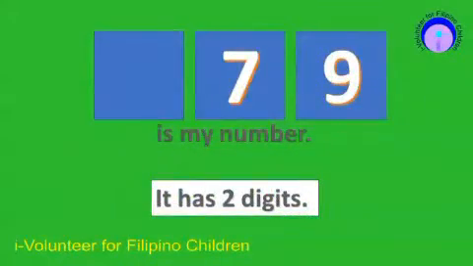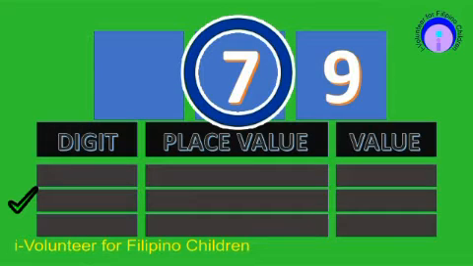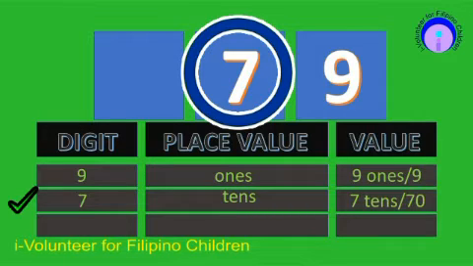What is your number? How many digits does your number have? 79 is my number and it has 2 digits. What digit do you have? What place value does it belong to? What is the value of your digit? Digit 7 is in the tens place and the value is 7 tenths.